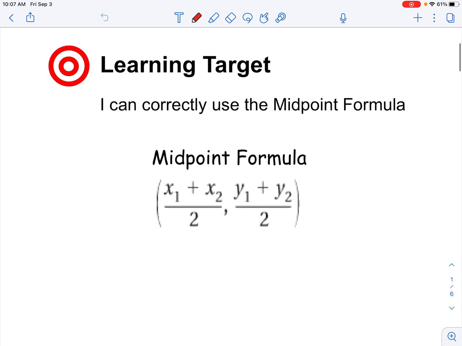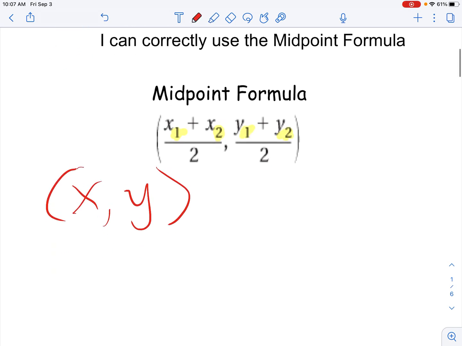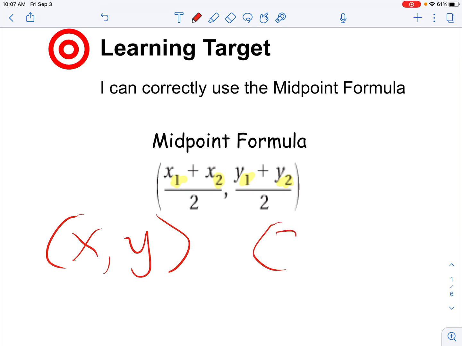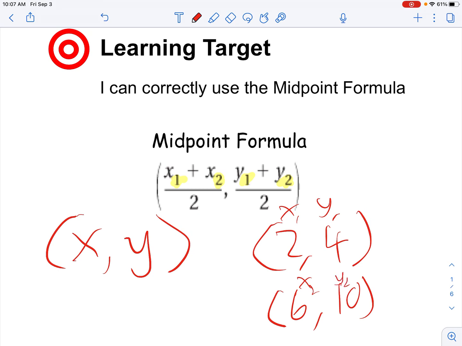So right here is your midpoint formula. Notice you have your x's and your y's. Just a reminder, the x is the number on the left in a parenthesis, the y is the number on the right. And you see that we have x1 and x2, y1 and y2. That's because you might have, like, 2 and 4. This could be x1, y1, and then you have to have a second point. So maybe it's 6 and 10, and that would be x2, y2. The ones and the twos correspond to the points; you need at least 2 different points to find the middle.